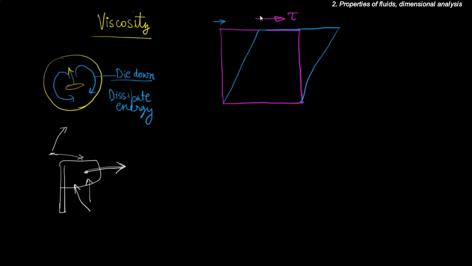So let us consider that the relative velocity of the top surface is delta u with respect to the lower surface. The shear stress is found to be linearly proportional to the rate of shear strain, that is delta theta by delta t, where theta is the angle of deformation.